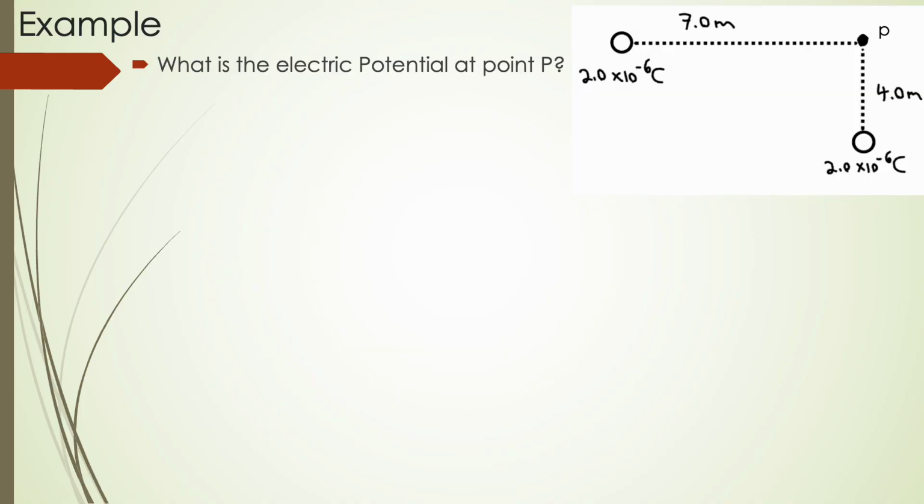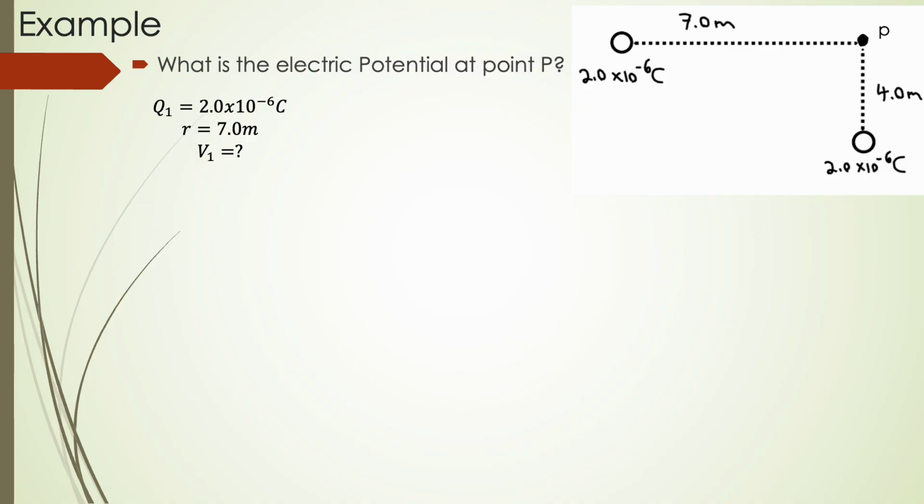We want to know what the electric potential is at point P, and we've got two charges. We have one that's 2 times 10 to the negative 6 coulombs, that's 7 meters away from a point, and another that has the same charge, but it's just 4 meters away from our point. So we'll look at the one that's 7 meters away first.